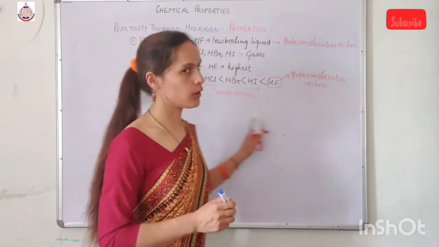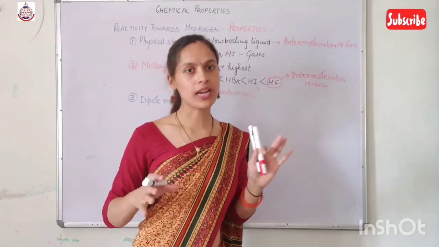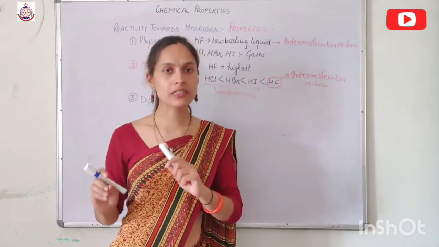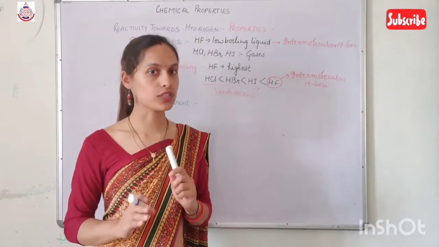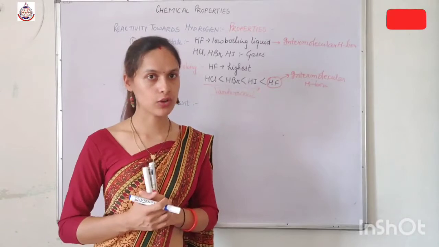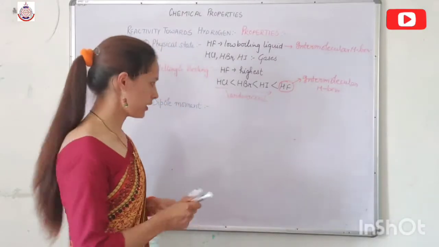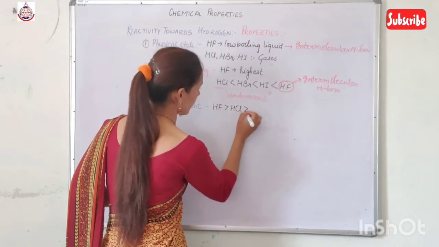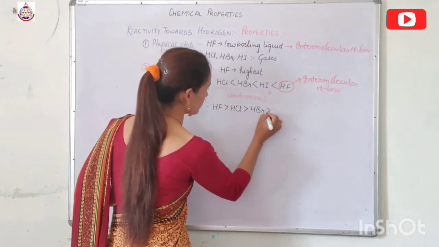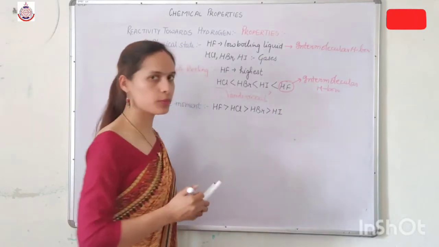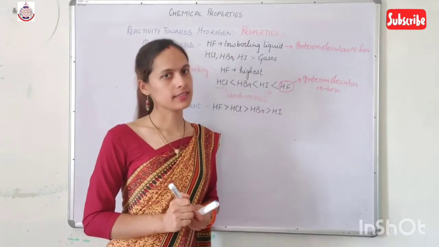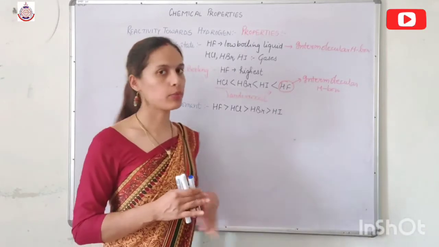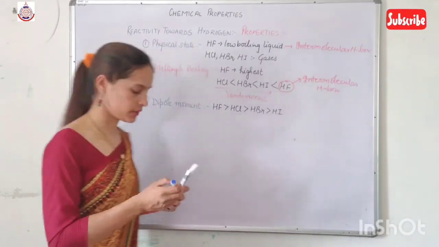So as we move down the group, what happens? Dipole moment decreases due to the decrease in the electronegativity of the halogen. So the order is HF, HCl, HBr and HI, because as we move down the group, electronegativity decreases, as a result of which the charge separation value also decreases, and hence dipole moment also decreases.